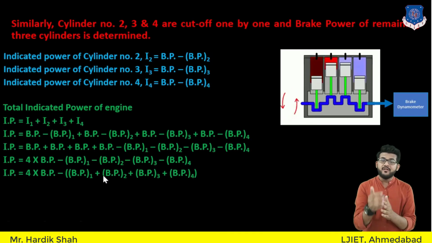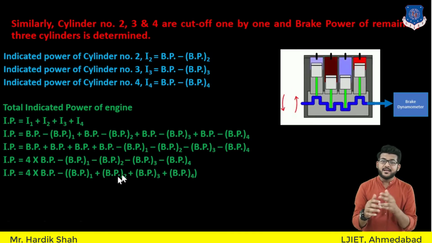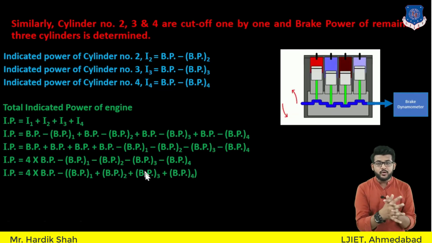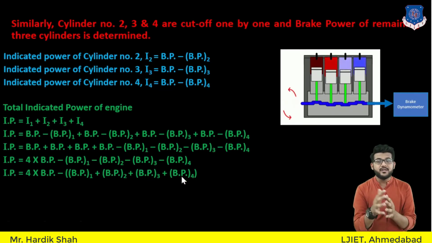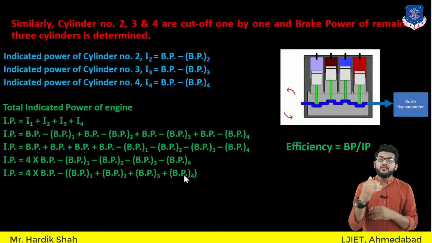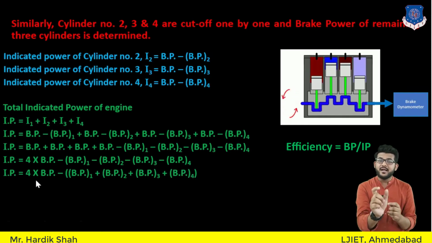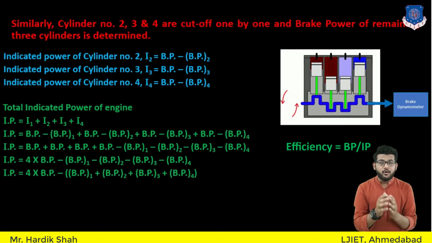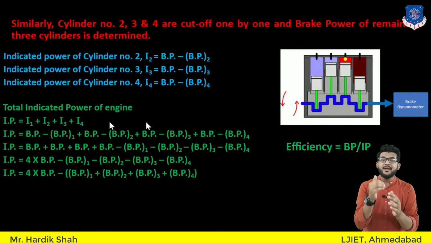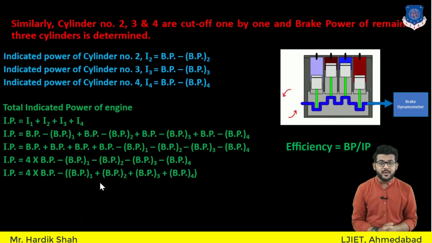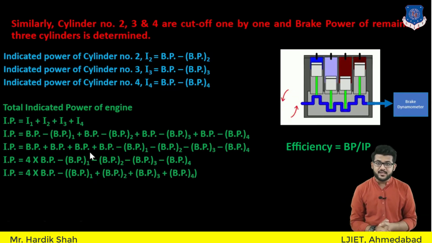Okay, so we will get IP, that is IP1 plus IP2 plus IP3 plus IP4, and thereafter we can also find the brake power, that is already given. So we can find the efficiency of the engine. Okay, so by cutting off each cylinder one by one, we can get this formula and we can get the indicated power of the whole engine. Okay, so we have calculated in this manner, and this is called the Morse test.